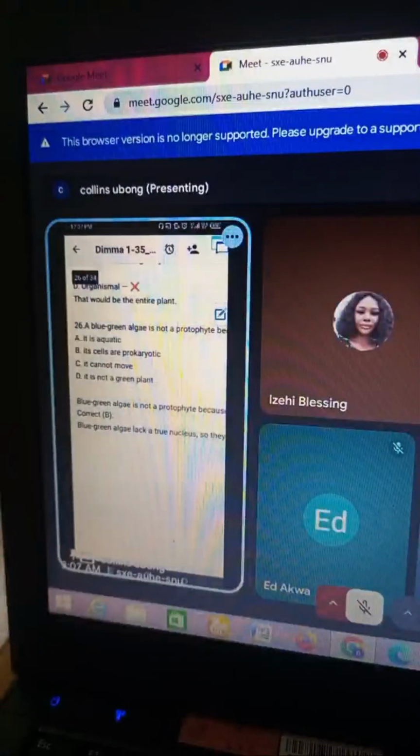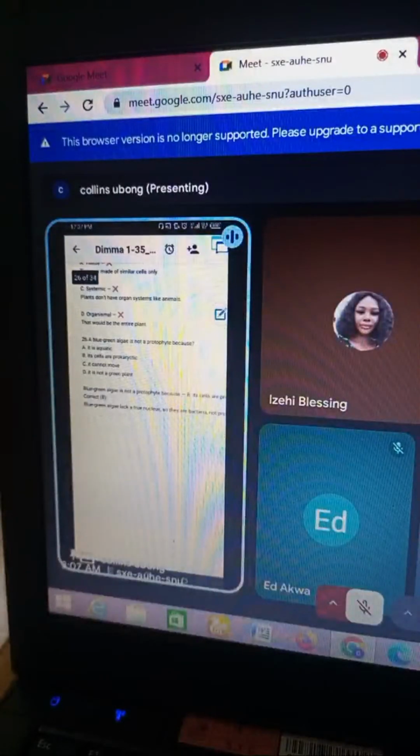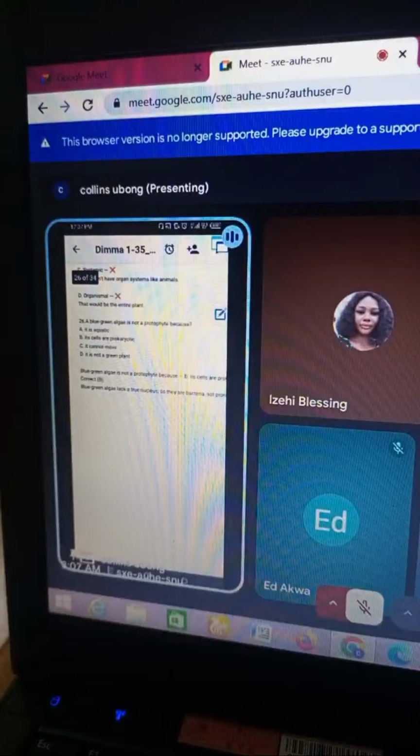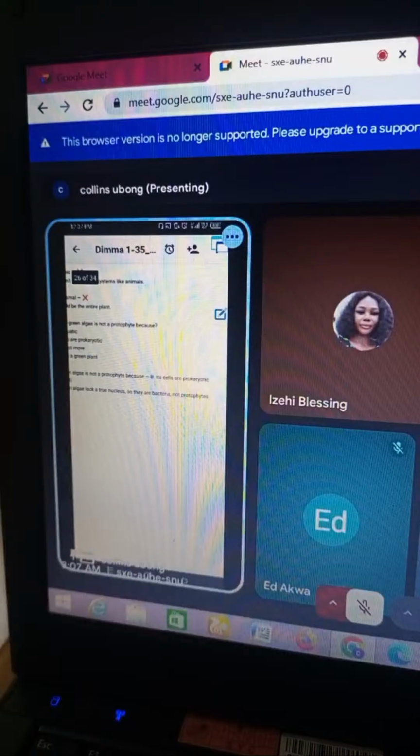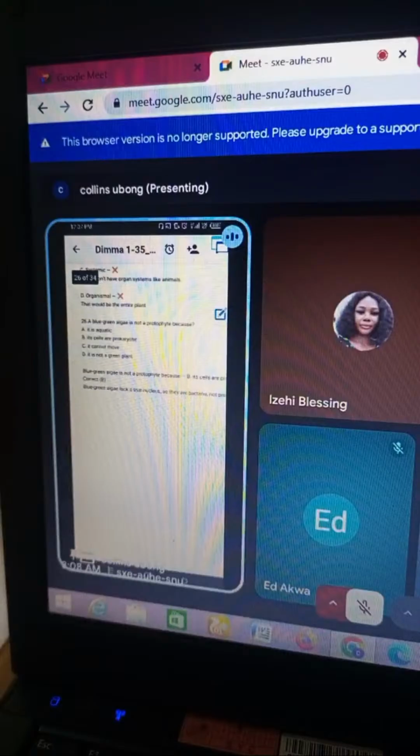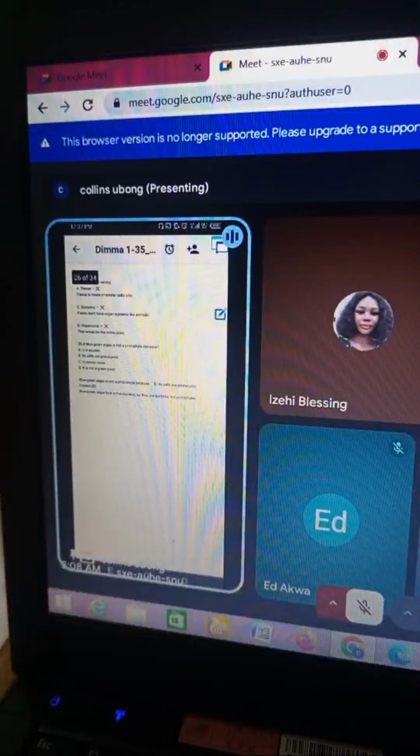26, right? Blue-green algae is not a protophyte because, and the answer is B, its cells are prokaryotic. Blue-green algae lack true nuclei. So they are bacteria, not protophytes.